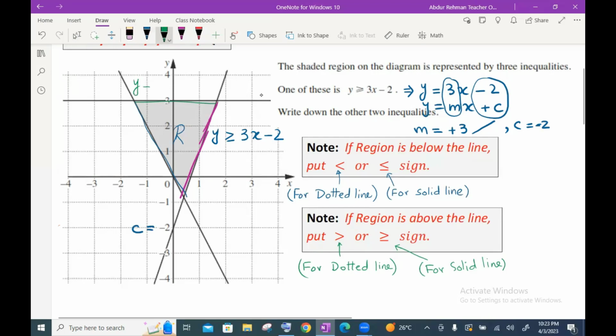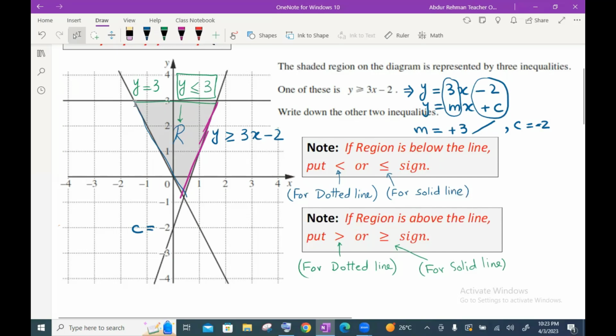Write down y equals 3. And the region is below this green line. So the inequality will be y is less than or equal to 3. Read the note: if the region is below the line, put a less than or less than or equal to sign. This is a solid line here, so I'm replacing the equal to sign with a less than or equal to sign. So the inequality will be y is less than or equal to 3 for this line.